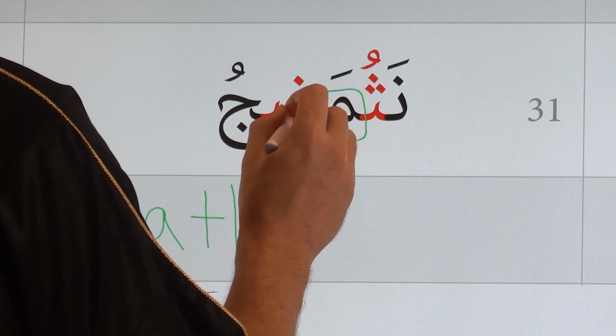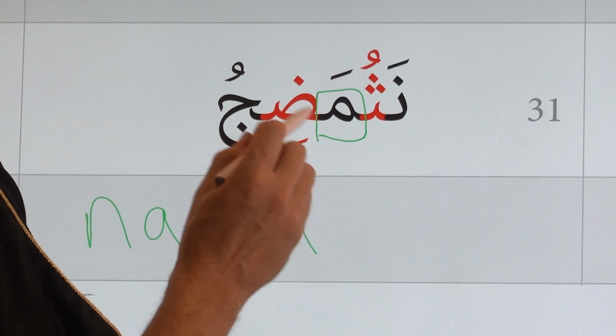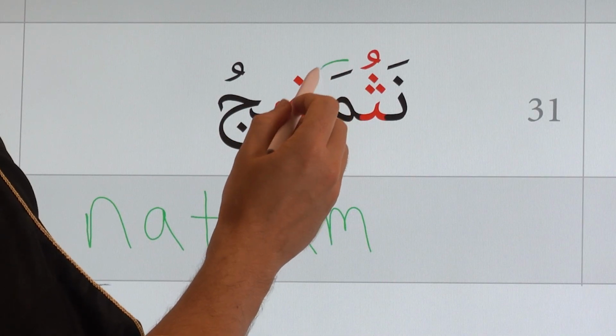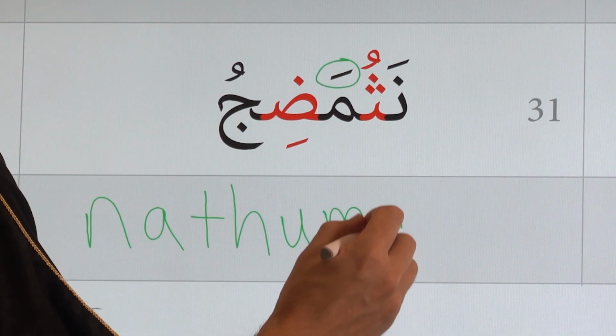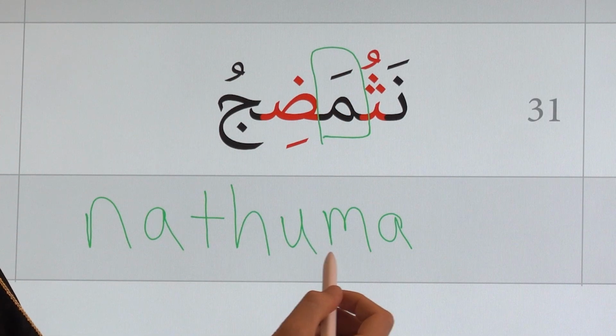Next, in between a connection, we find this miniature circle, meaning this is the letter Meme. So we write M for the Meme. Above the Meme, we find a Fetha, so we write A for the Fetha. So the Meme and Fetha will be pronounced Ma.